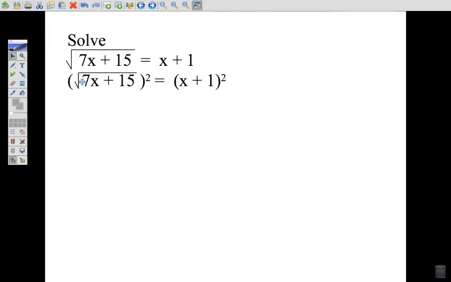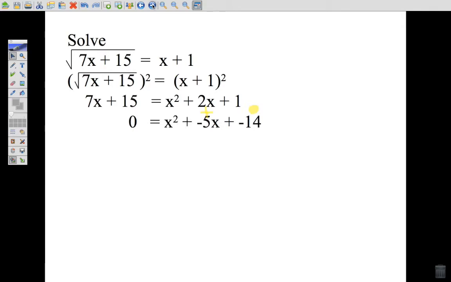The left side's a piece of cake. The square root and the square simply cancel each other out, and the left side becomes 7x plus 15. The right side, when you in essence use FOIL with the x plus 1 times x plus 1, gives you x squared plus 1x plus 1x plus 1, and then you combine your like terms. Now you have a more complicated equation, lots of variable terms everywhere. We need to condense it. Let's combine all of our like terms. So I'm going to subtract 7x from both sides and subtract 15 from both sides. Now I have 0 is equal to x squared plus negative 5x plus negative 14.